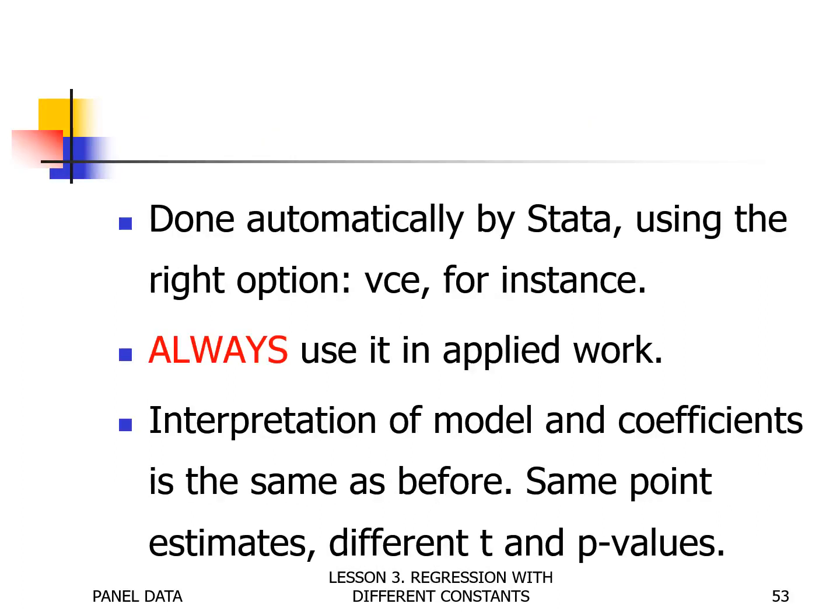In practice, this is done automatically by Stata. You just have to use the right option. Sometimes it's a VCE option, depending on which estimation technique you are using. It is important to use it always in applied work, always. Never forget about using the automatic heteroskedasticity correction. There are several options that you will see in Stata, and the interpretation of the model and coefficients is exactly the same as before. You have exactly the same point estimates of the coefficients, but different t values and p values.